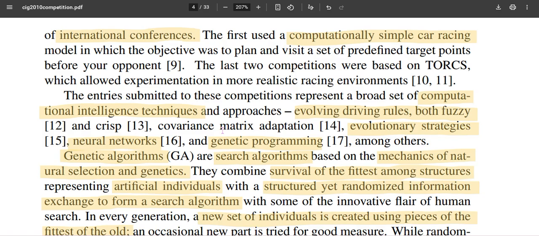And among car racing games, one of the open source ones is the TORCS simulator, and they arrange different competitions. These authors have participated in different competitions based on simplistic, heuristic-based computational intelligence algorithms. Some of the other techniques are related to fuzzy logic and reinforcement learning, but here they have used fuzzy logic and also an evolutionary strategy called genetic programming.